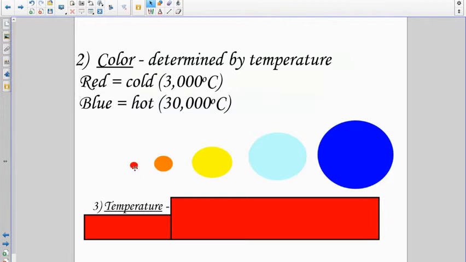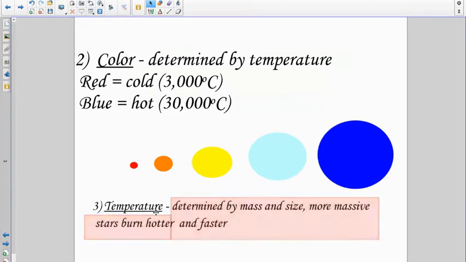So we see that we have this little red star, and then as we progress this way, the stars are getting bigger, but they're also getting hotter. So this little red star here, and then all the way down to this big blue star over here. So this would be an indicator of the mass of the star. As we're increasing the mass of the star, they are burning hotter and faster, and so the temperature will be determined by the mass and size, whereas more massive stars burn faster and hotter.